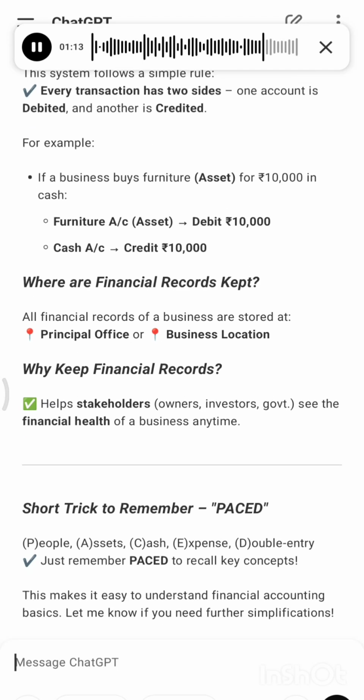Short trick to remember: people, assets, cash, expense, double entry. Just remember PACED to recall key concepts. This makes it easy to understand financial accounting basics.